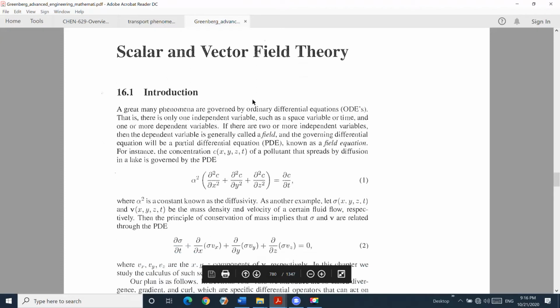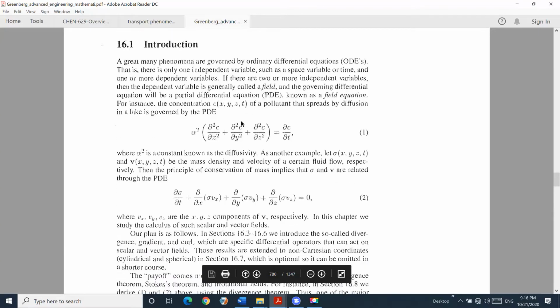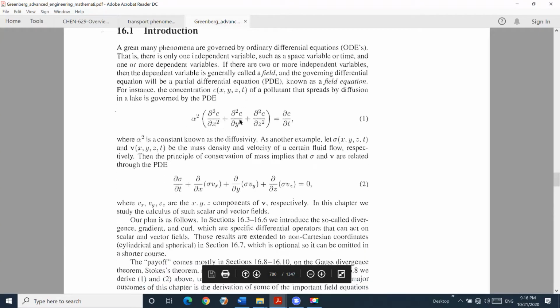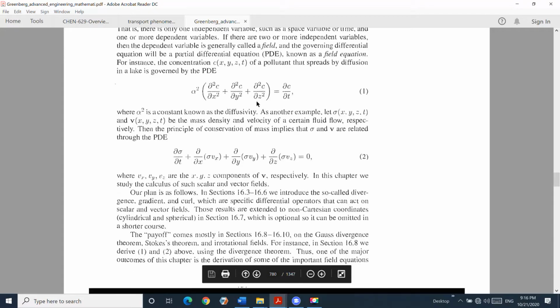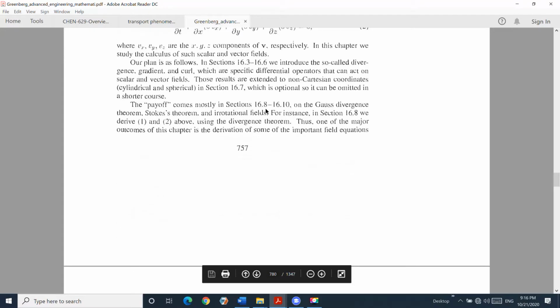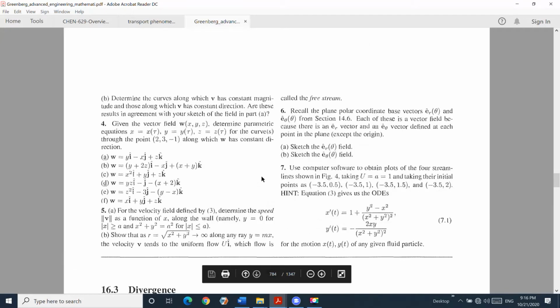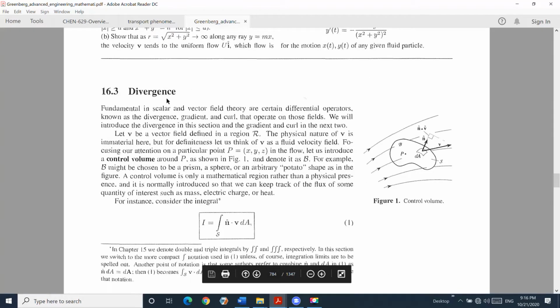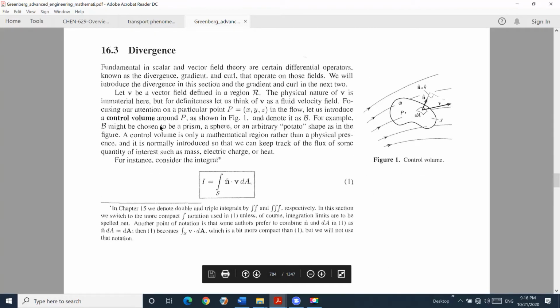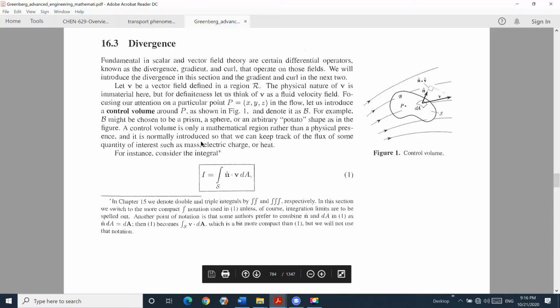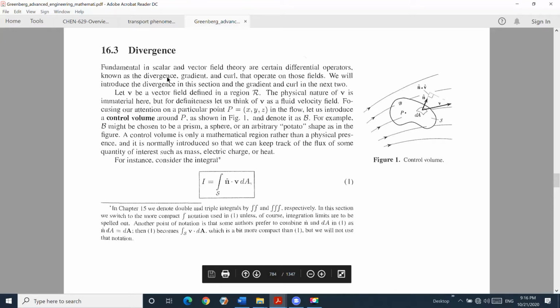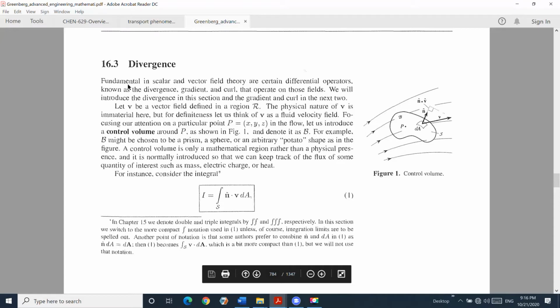Chapter 16 is scalar and vector field theory. As an introduction, we see this is a kind of PDE, dependent on x, y, z, and t. The concentration C, we can call C. After the introduction, the divergence. Actually, I want to stop here and go more deeply.